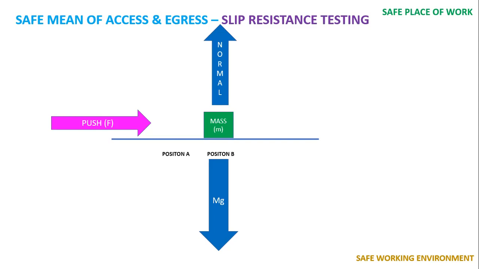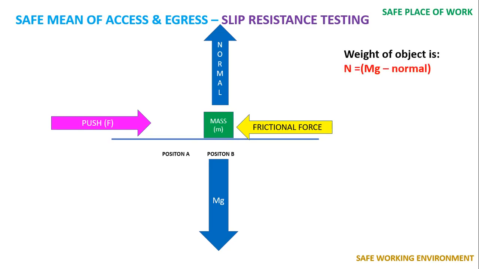Once the push force F is applied on the mass m, the surface also exerts a frictional force opposite to the direction of the push force. The weight of the object, we can say N is equal to mg, normal force, because the mass is at rest on the surface. So the push force needed to change the position from A to B is F.